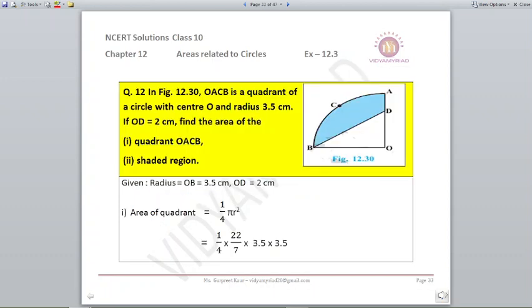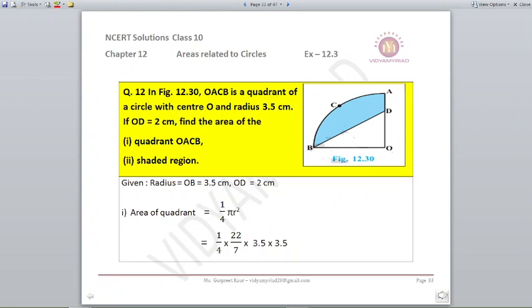Next, in the figure, OACB is a quadrant of a circle with center O and radius 3.5 centimeters. If OD is 2 centimeters, find the area of the quadrant and find the shaded region. Now here radius is given to us OB, which is 3.5, and OD is given to us as 2 centimeters. We need to find out the area of the quadrant.